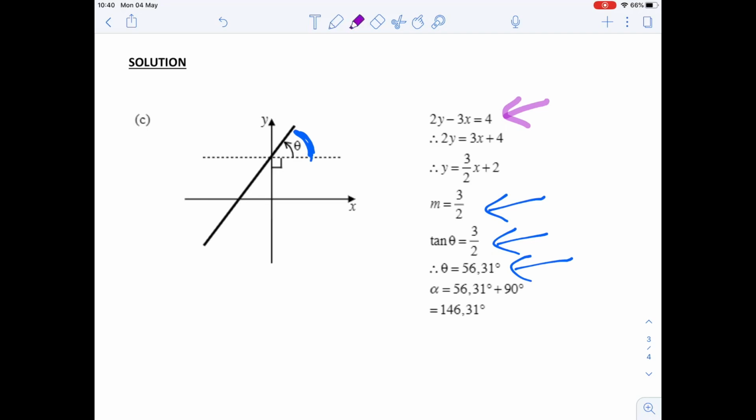But the complete angle that we're looking for is that one there, which is going to be 90 degrees plus the angle of inclination. So my final answer is going to be 146.31 degrees. There we go.